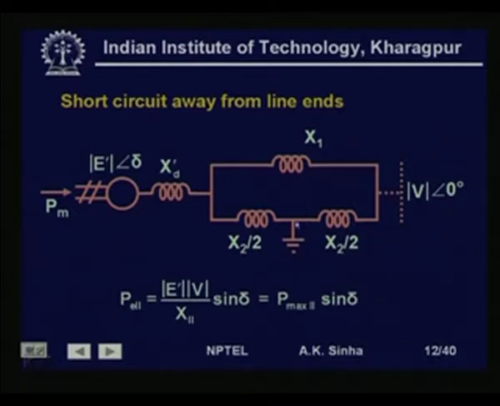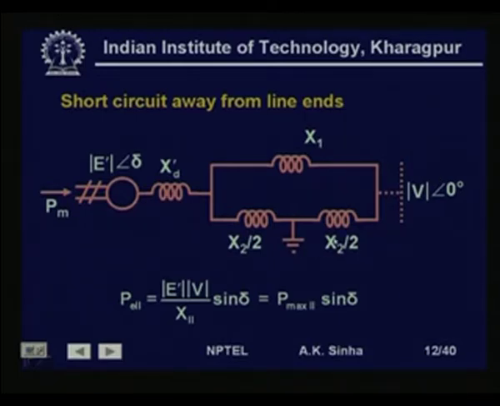When a fault occurs here and this is cleared by opening of the circuit breakers at the two ends, then again the power transfer between the machine and the infinite bus is given by E dash V divided by x d dash plus x 1 into sin delta. That will be the post fault condition.